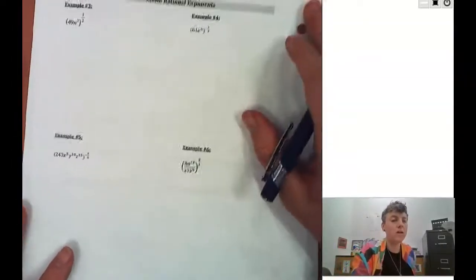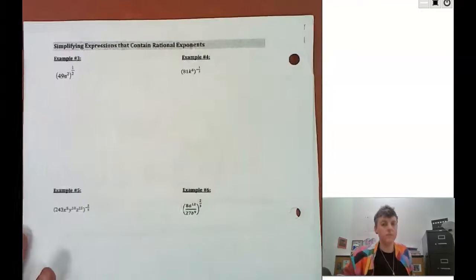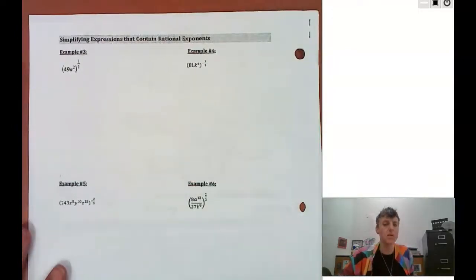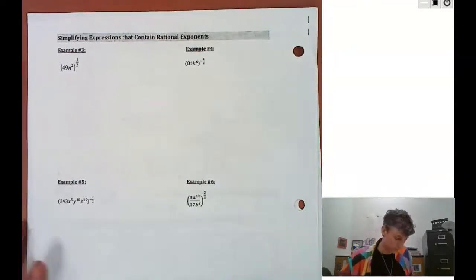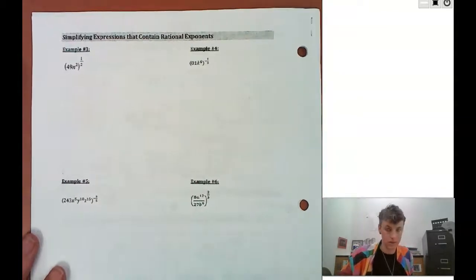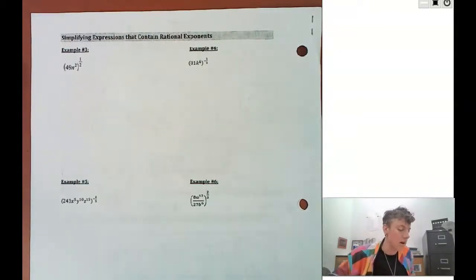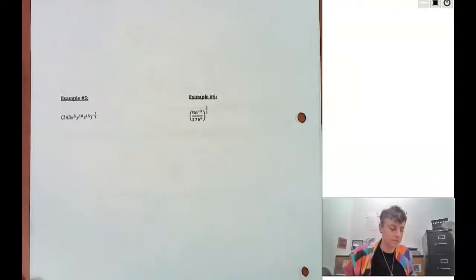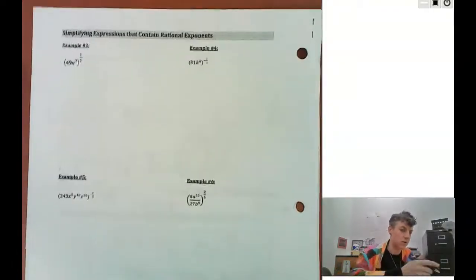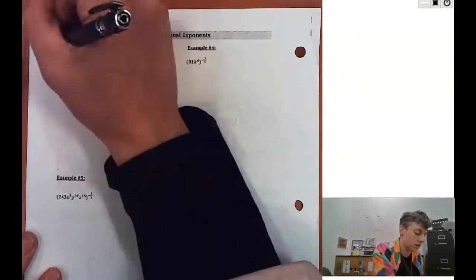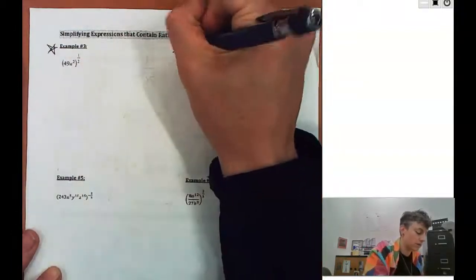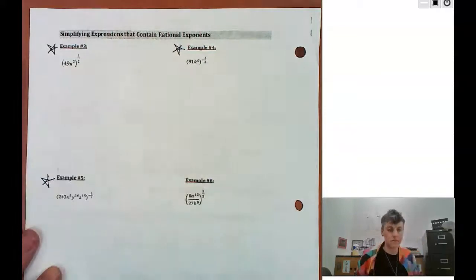We're going to put it all together. Simplify expressions that contain rational exponents. So do all of the things that you know how to do together. I'm going to show you example number 6. Example number 6, meaning you're going to get the joy and pleasure of doing example 3, 4, and 5. I'll show you example number 6.